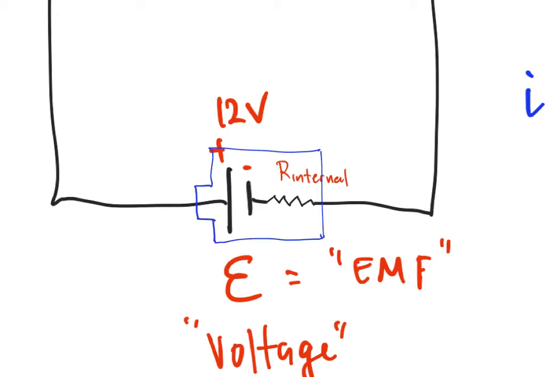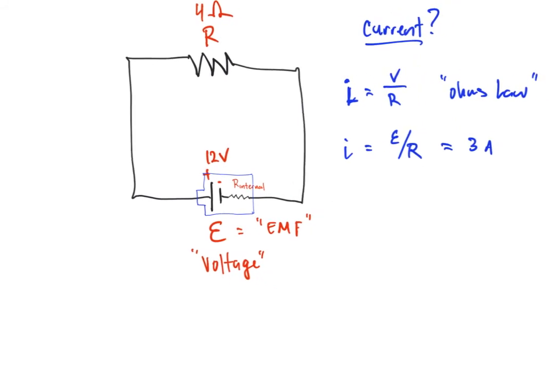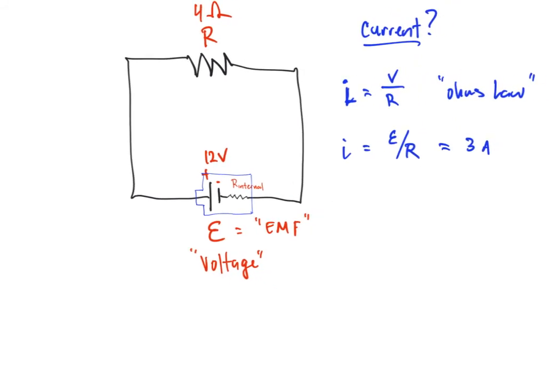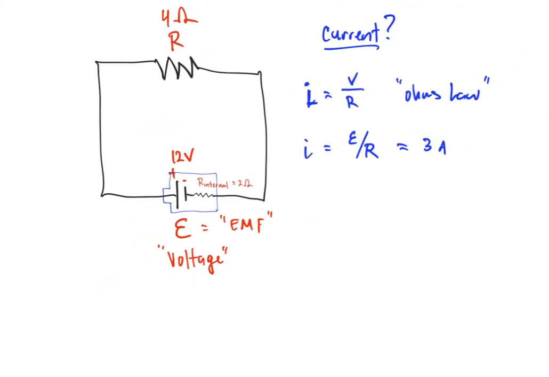That whole thing is the battery, and it has a certain amount of resistance in addition to having the EMF. Maybe just to make life easy, we'll say that this internal resistance is 2 ohms. Now I've got two resistances in this circuit: the internal resistance of the battery, and this external resistance. Sometimes in this context, we call the external resistance the load resistance.